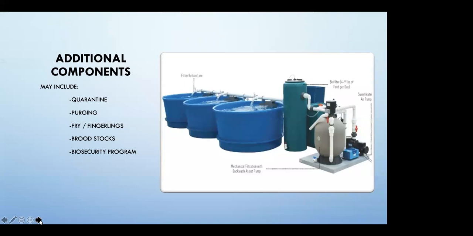Additional components are nice to have. It's definitely a quarantine, some type of purging system. If you can produce your own fry and fingerlings, or have someplace to house them, so you can get them in at a lower price. Broodstock management, maybe a little bit higher level of skills needed husbandry-wise, and then some type of biosecurity program.